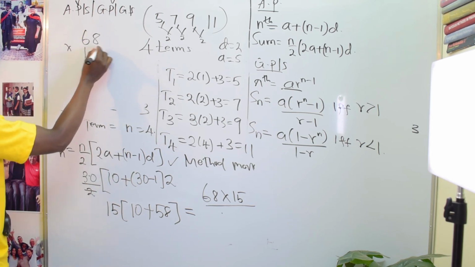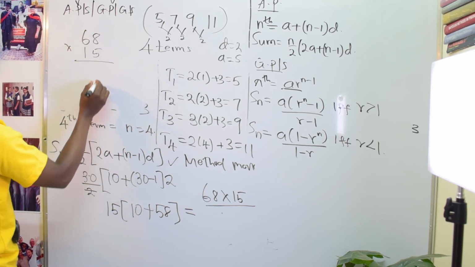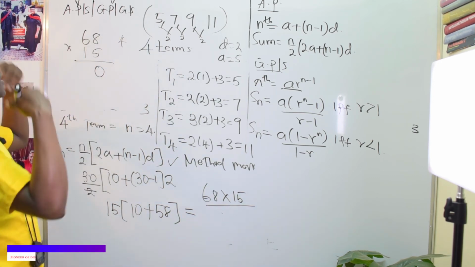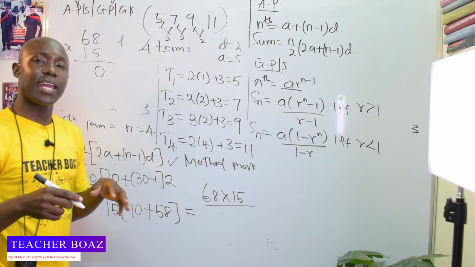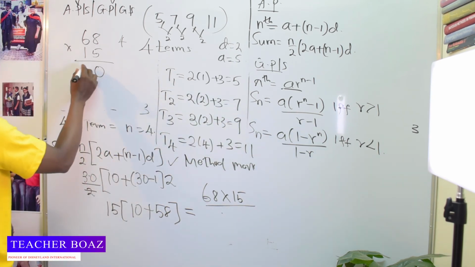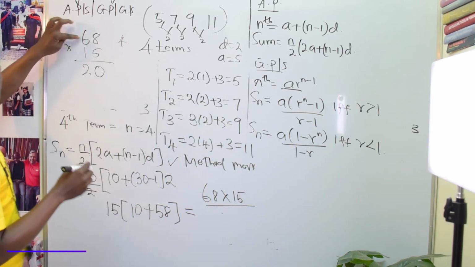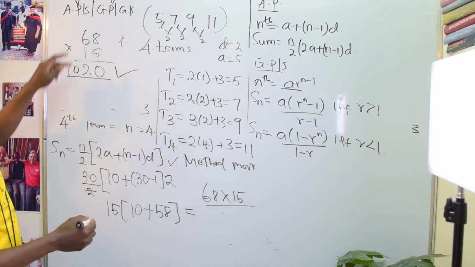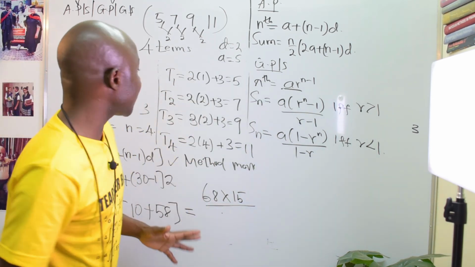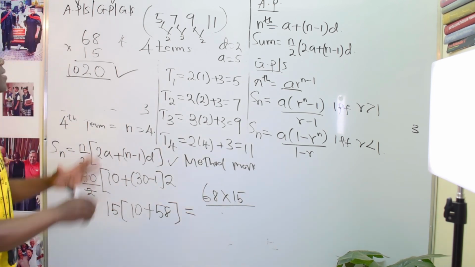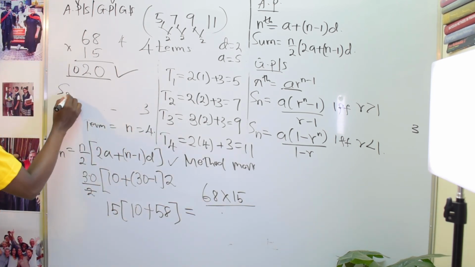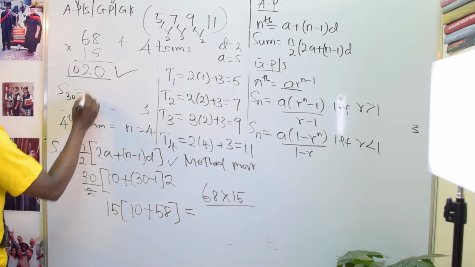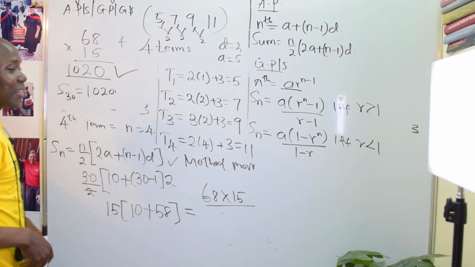68 times 15, we can say 8 times 5 is 40. We carry 4. 4 plus 8 is 12. 12 plus 30 is 42. We write 2, we carry 4. 4, we add to 6, we get 10. So 68 times 15, we get 1020. So the sum of the first 30 terms in this arithmetic series becomes 1020.